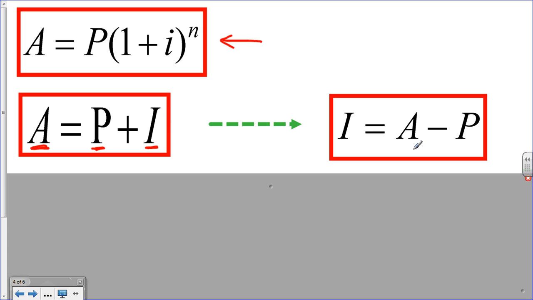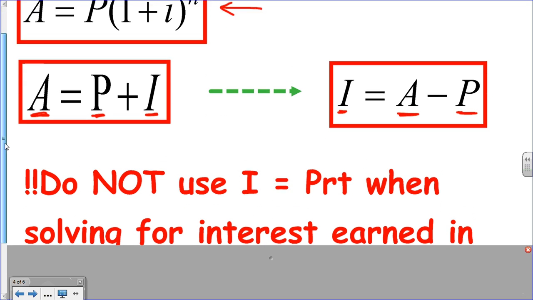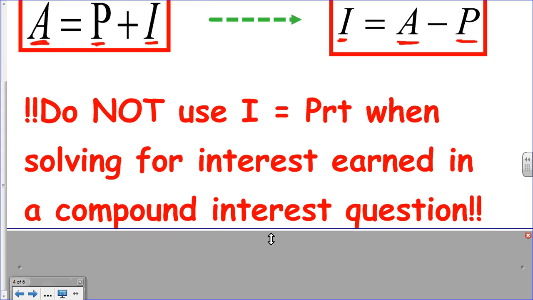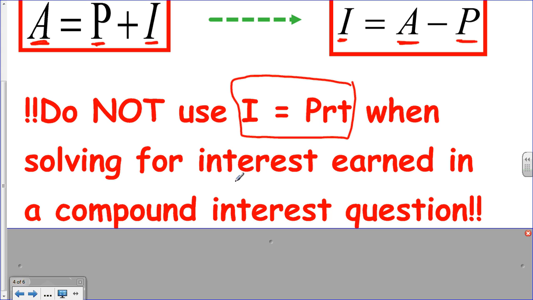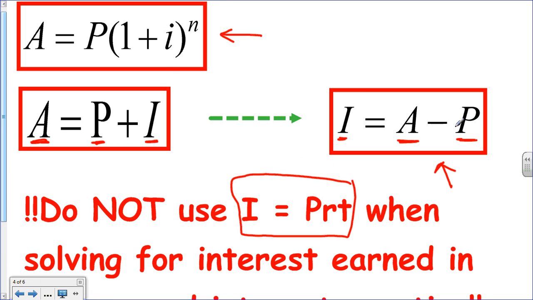So if we rearrange this formula, your total interest, I, is going to be the total amount you have at the end of your investment minus the initial amount you invested. Please note, and this is in big, bold, red letters for a reason, the formula I equals PRT is only for simple interest. You do not use I equals PRT ever in any compound interest question. If you want to know how much interest you've earned, you take the accumulated amount you calculated using the formula up here, and then you subtract the principal.